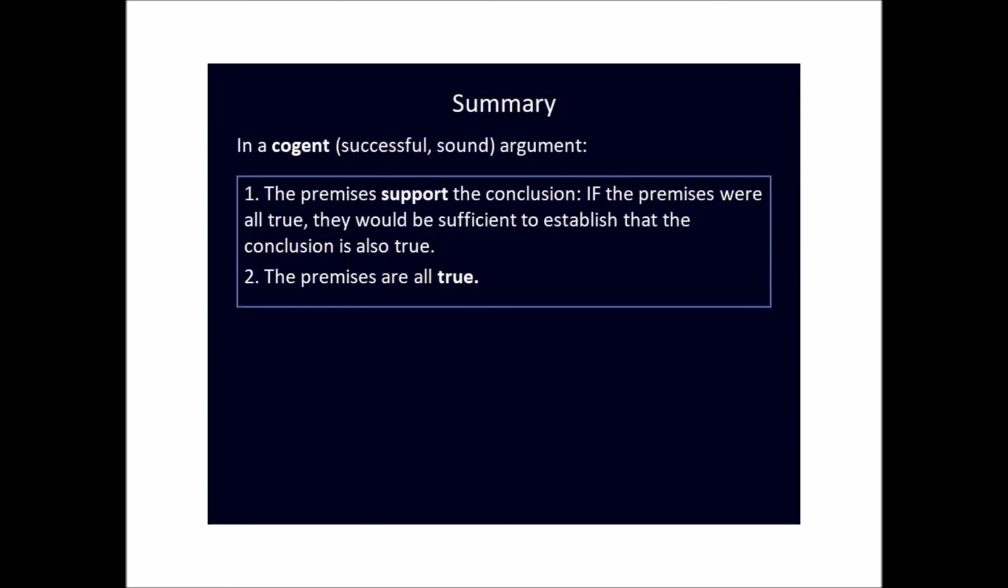So just to summarise, in a cogent or successful or sound argument, two things have to happen. First of all, the premises have to support the conclusion in this conditional sense. It means if the premises are all true, they'd give you a sufficient reason for thinking the conclusion was true. And secondly, different question, the premises have to all be true. And those are independent conditions. An argument can satisfy one, but not the other.